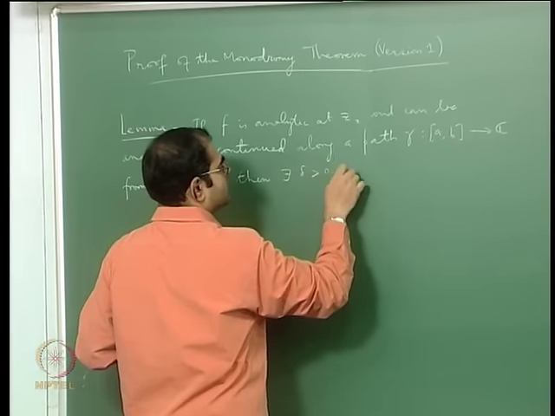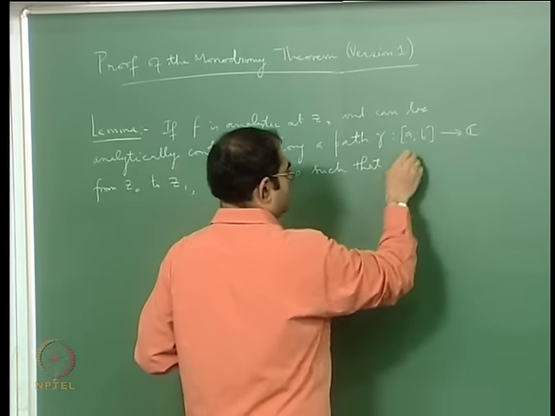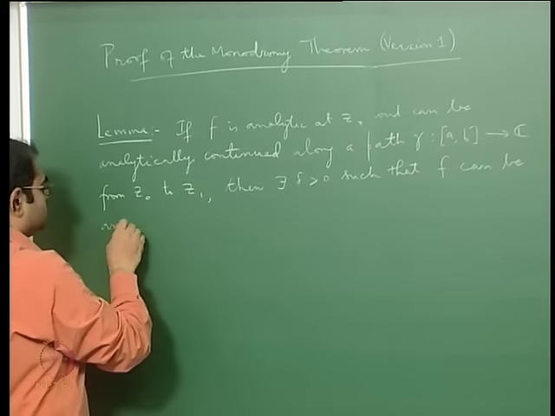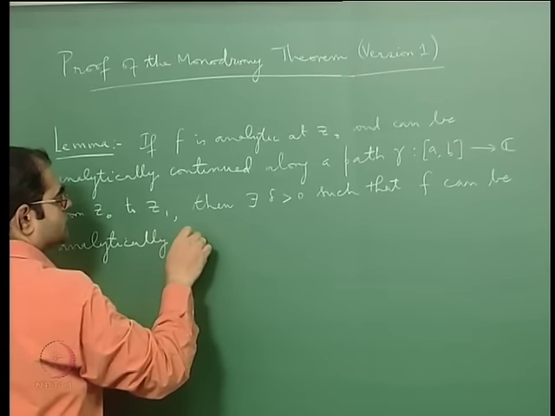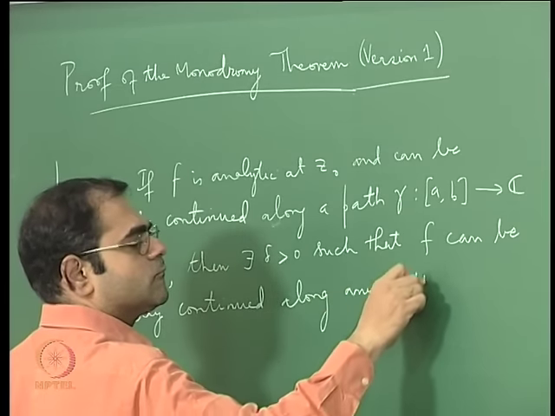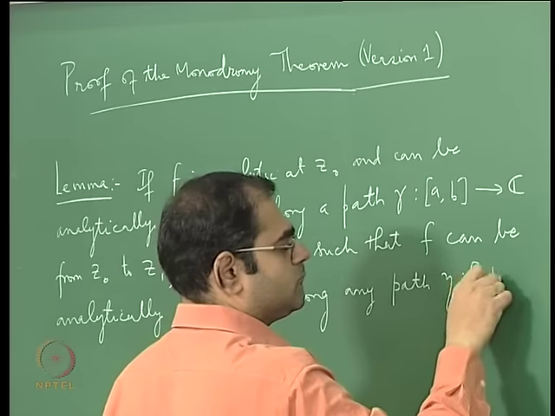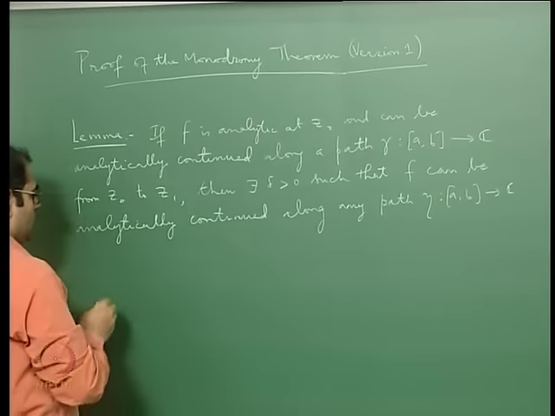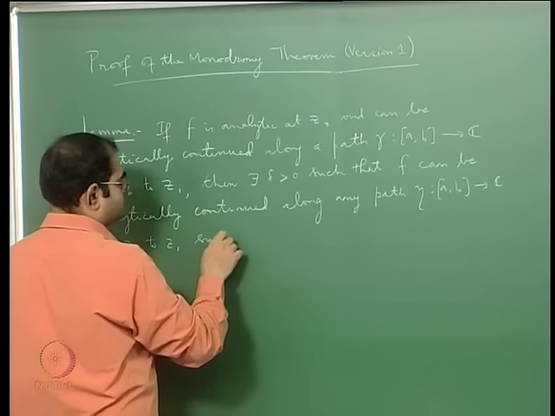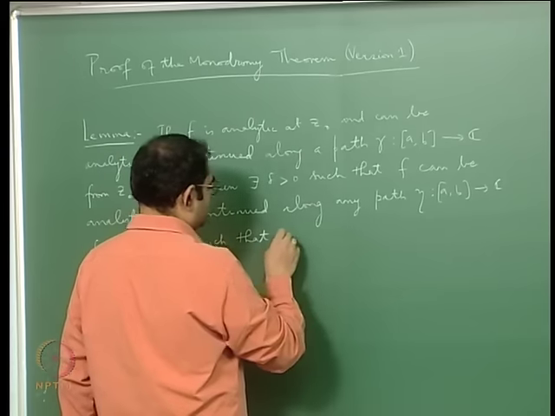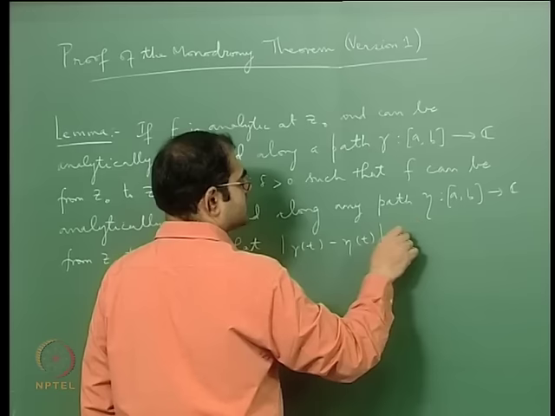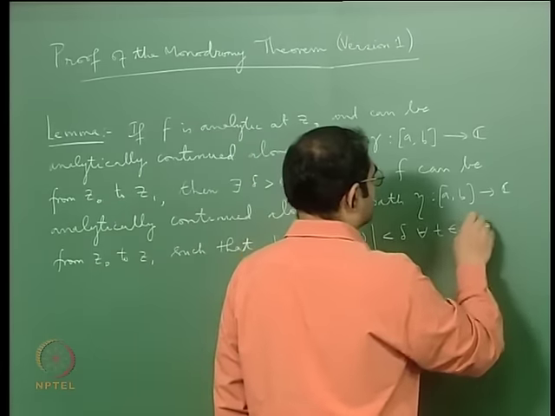there exists a delta greater than 0 such that f can be analytically continued along any path eta from z0 to z1 such that the distance between gamma of t and eta of t is less than delta for every t in [a, b].